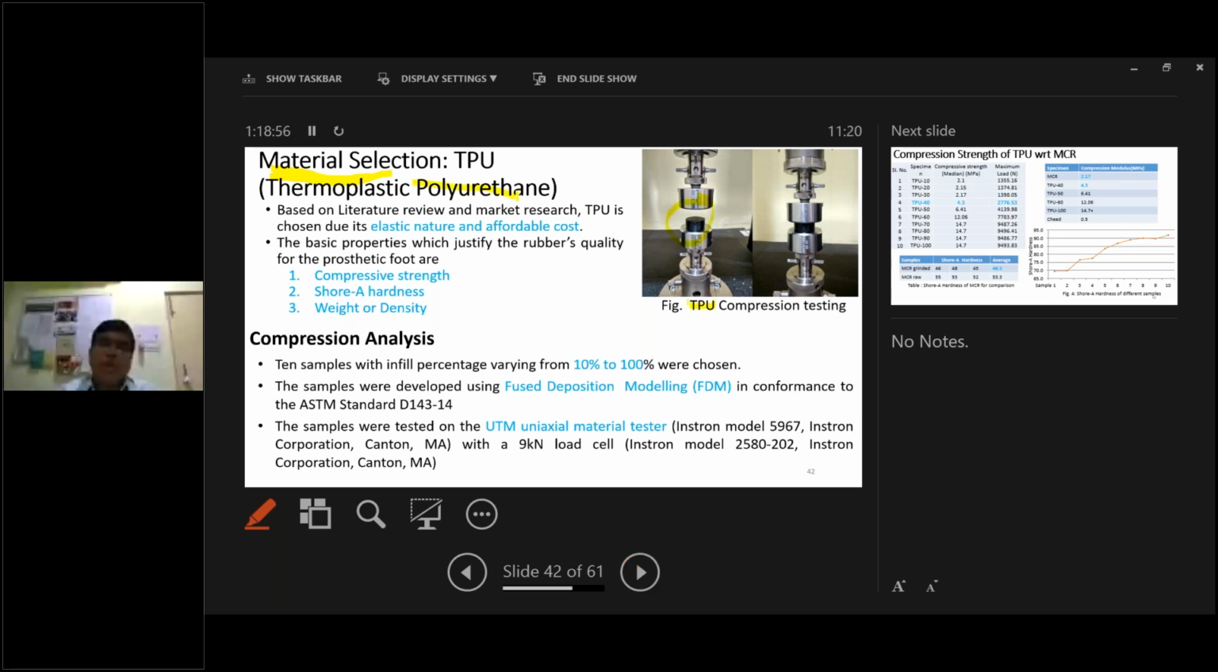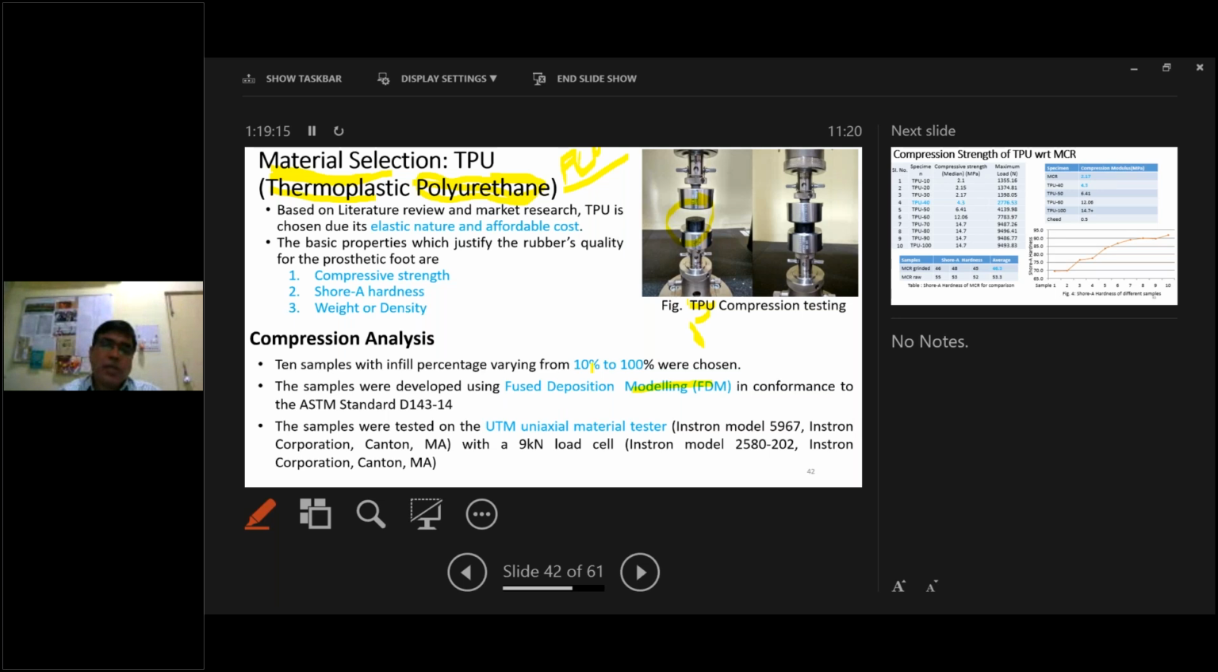It is used in shoes. The sole of a shoe is made of PU. So a category of PU, thermoplastic TPU, which is a printable category, was again tested for these properties, and we used TPU with infill levels, they say from 10 to 100%, just to identify whether it is suitable for this kind of product like the foot.